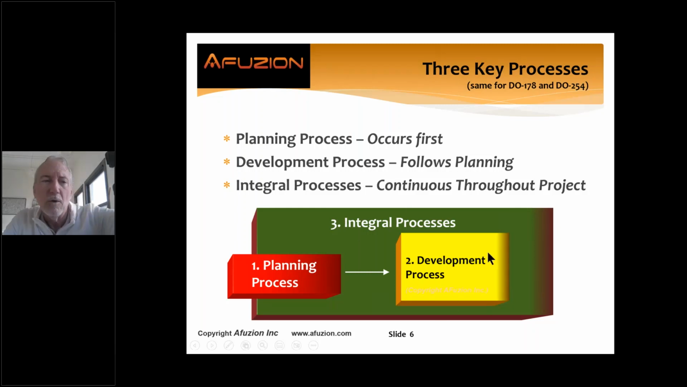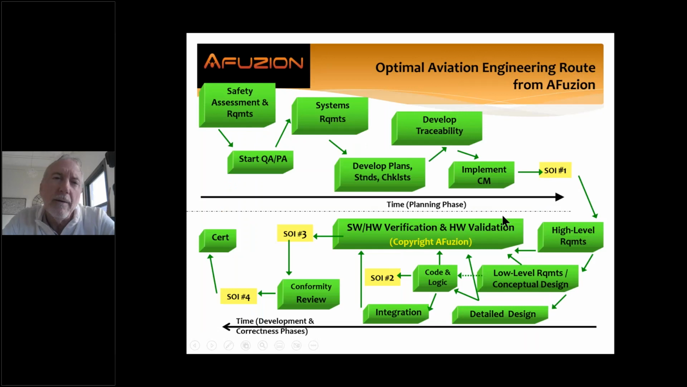In the background, we have that integral process. That's the verification of software. V&V: hardware has validation, software does not. Now, we also have reviews, tests, analysis, CM, quality assurance, certification liaison, that bridge to certification. That's the green there. Now, the optimal route looks like this. We're going to talk today about the PSAC and the PHAC, which fit right in here.